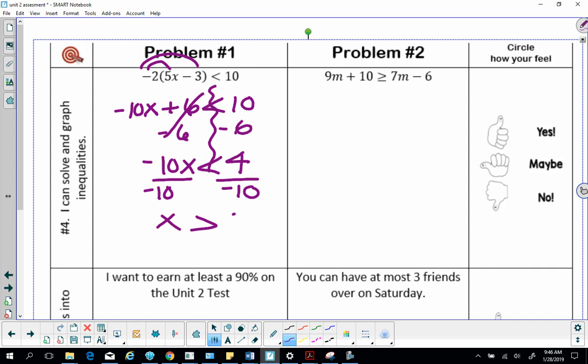And so when you reduce this, you end up getting negative 2 over 5. And so I know negative 2 over 5 is between negative 1 and 0. So it's going to be an open circle because there's no line underneath it. And x is being eaten, so I'm going to shade the numbers that are bigger.